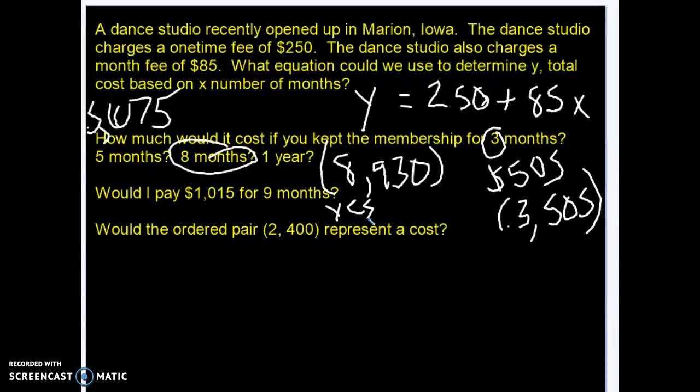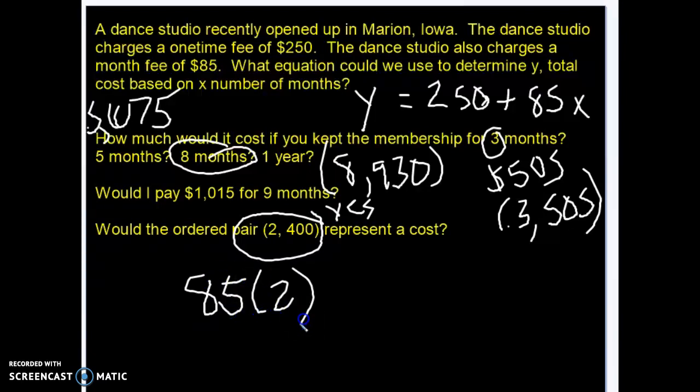Now in this one, would the ordered pair 2, 400 work? Well, what does that mean? That means that you have 2 months and the total cost is $400. So it is 85 times 2 plus 250 equal to $400. Well, 85 times 2 plus 250 actually gives you $420. So that answer would be no, that ordered pair does not work for that situation.